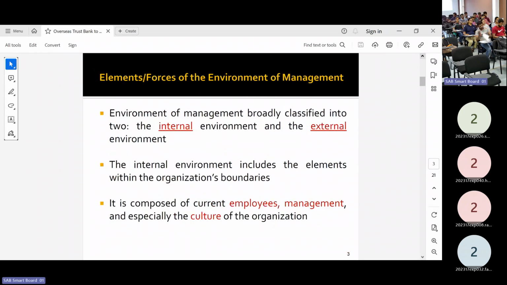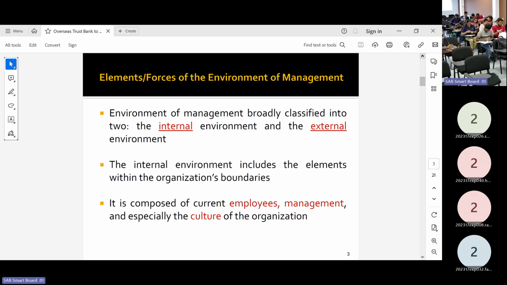Right, then before we consider classifying the environment, we should know what the environment of management includes. You can write down: organizational environment, or managerial environment, or environment of management. Please write this down separately, a small definition about the environment.